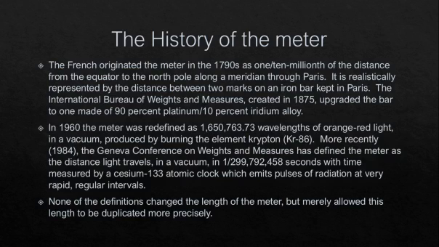More recently, in 1984, the Geneva Conference on Weights and Measures defined the meter as the distance light travels in a vacuum in that tiny bit of time, measured with a cesium-133 atomic clock, which emits pulses of radiation at very rapid regular intervals. So you've gone from the 1790s trying to measure the distance from the equator to the North Pole and dividing it by 10 million, to basing it upon the wavelength of krypton, and now the length that light travels in a vacuum in that fraction of a second. So that's what a meter is currently.